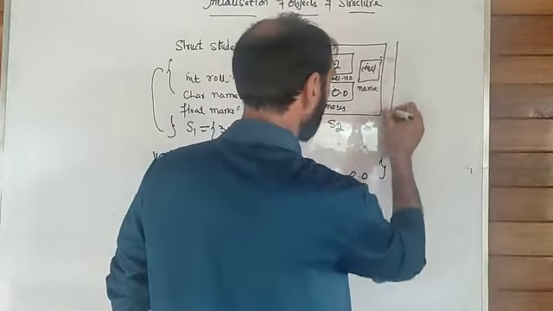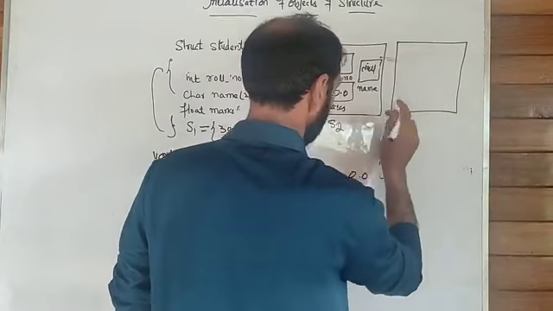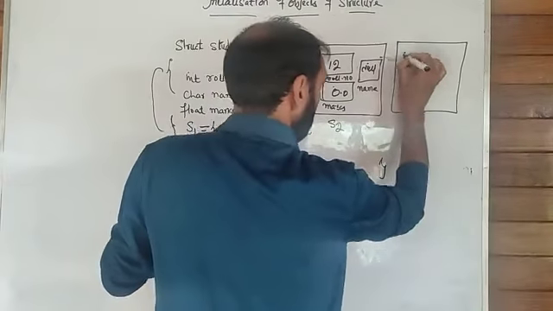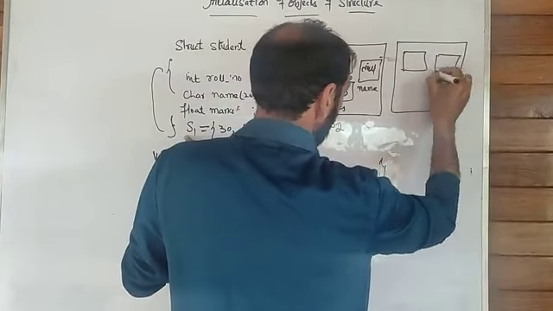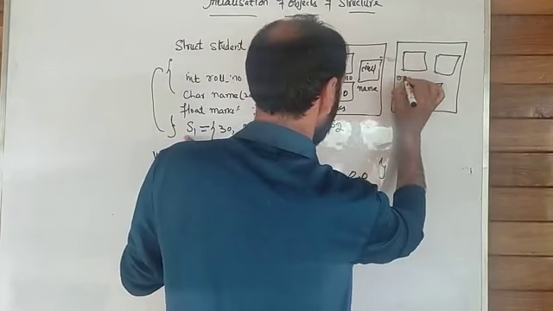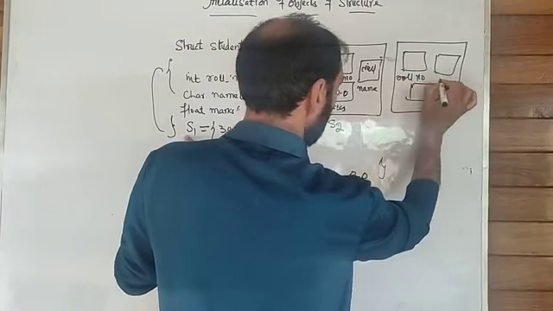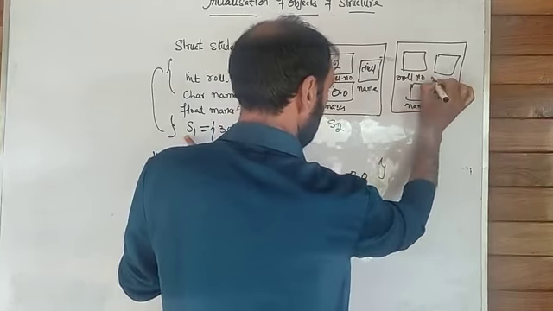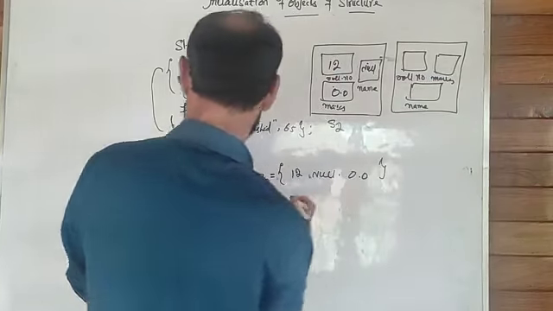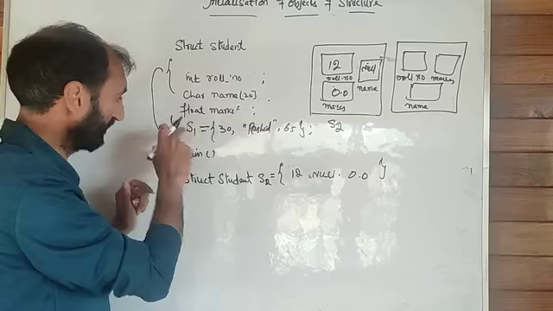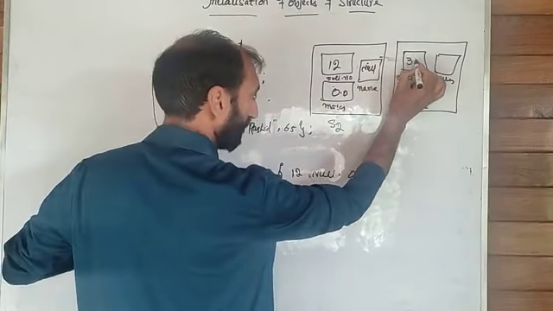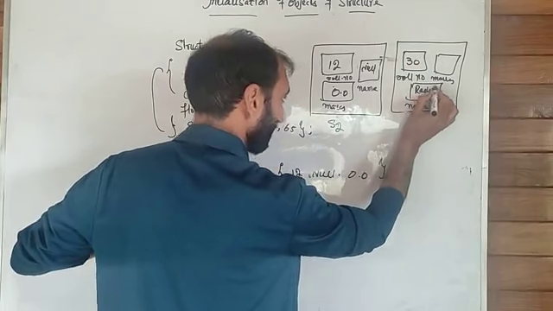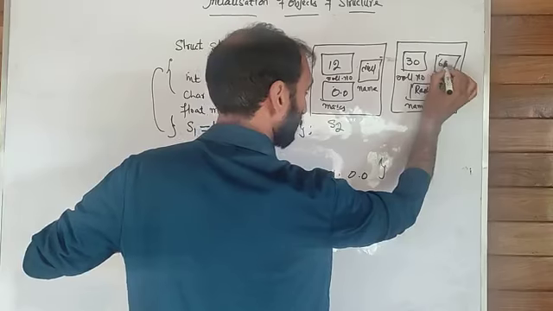Now, what will happen in the memory? In the memory, separate memory will be allocated for this object with three data members. The first one is the roll number, the second one is the name, and the third one is the marks. Similarly, 30 will be assigned to the roll number, Rashid will be assigned to the name, and 65 is the marks.